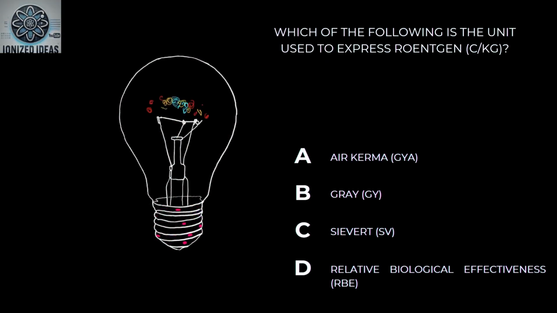Which of the following is the unit used to express Roentgen, C per kilogram? A. Air Kerma, Gya, B. Gray, Gy, C. Sievert, Sv, D. Relative biological effectiveness, RBE.